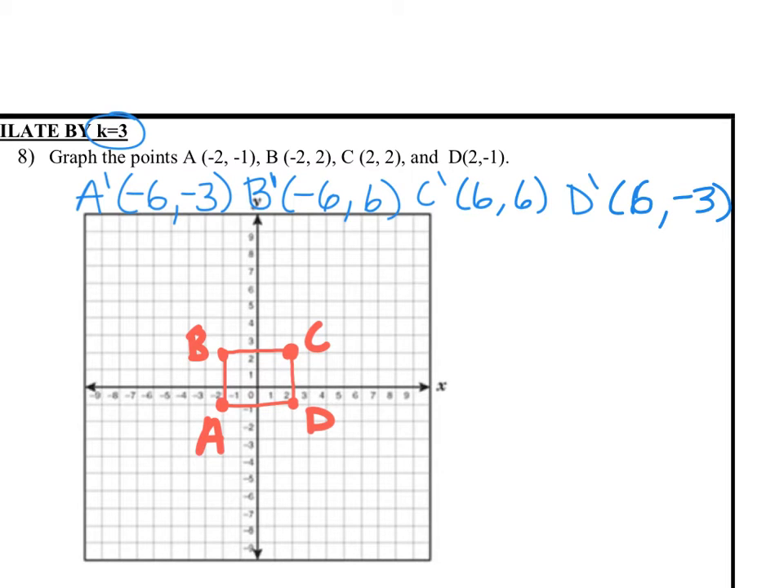It should be 3 times the size of the red shape. We're going to go ahead and graph those 4 points now. So left 6, down 3, that's A prime. Please make sure you label them. Left 6, up 6, B prime. C prime is right 6, up 6. And D prime is right 6, down 3.